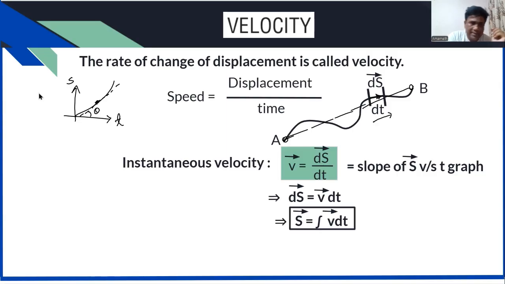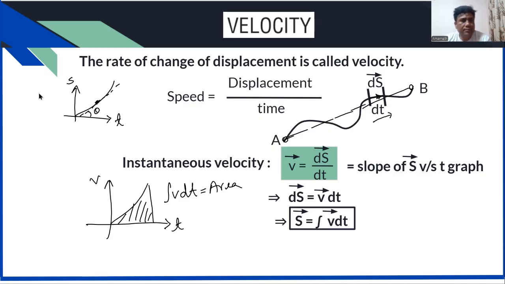You already understand that integration is nothing but the area under the graph. Say this is a v versus t graph, and the graph is like this. So integration of v dt means the area under this graph. The geometrical meaning of integration is this only, nothing else.